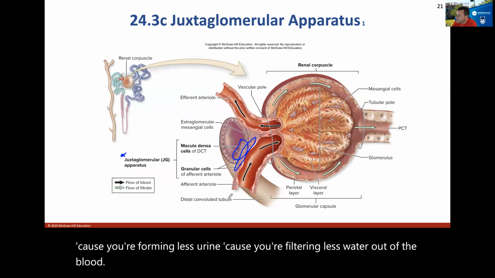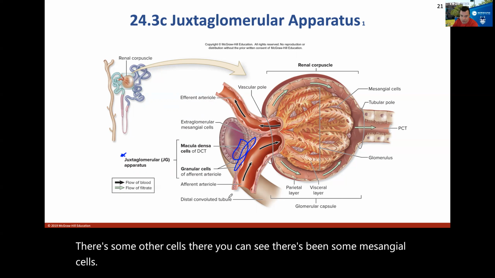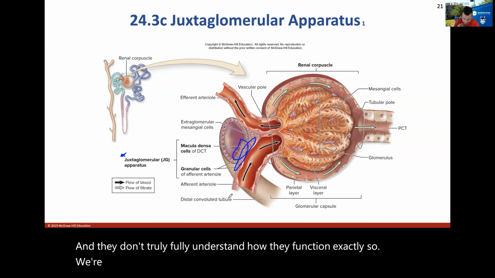There are some other cells there. You can see there are some mesangial cells. They don't truly, fully understand how they function exactly, so we're not going to talk about those.